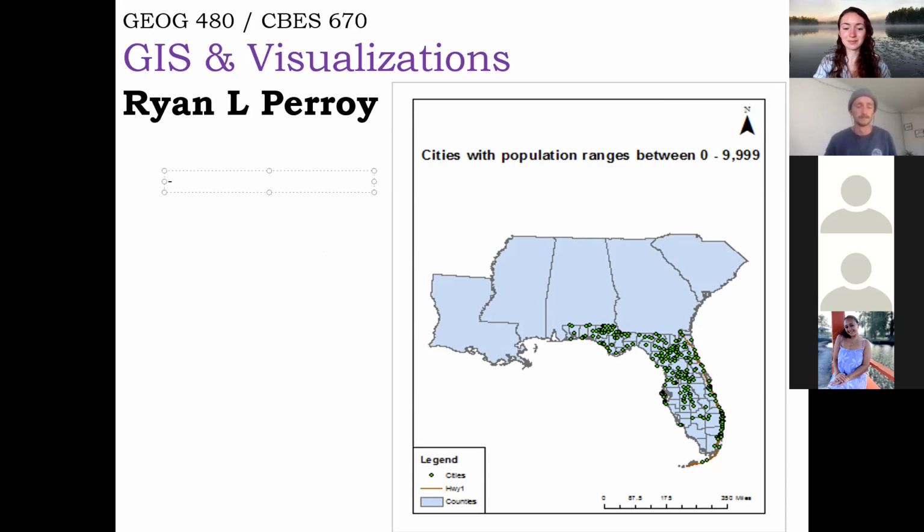Is there a title? Is the cities with population ranges, is that the title? That is the title, yeah. What do you think of that title? Kind of poor. I feel like it's not very specific and it has nothing to do with Florida. Exactly. So add something about that in the title.